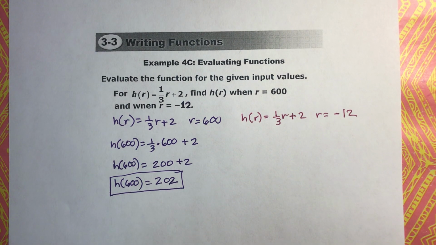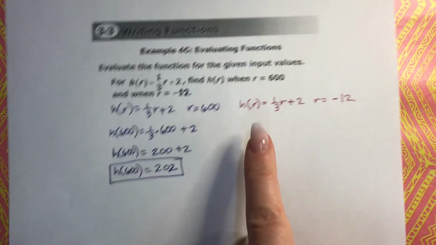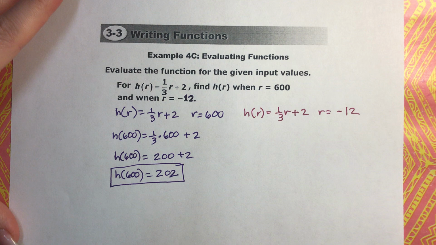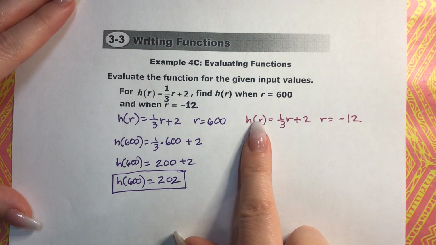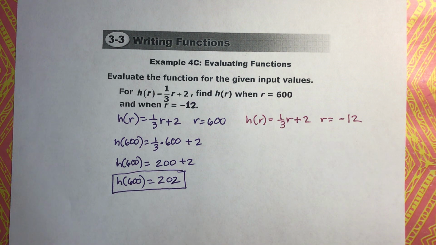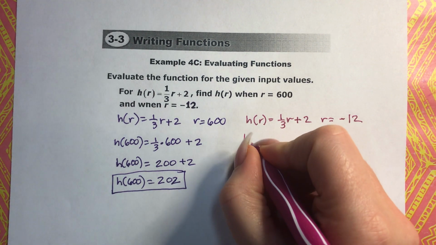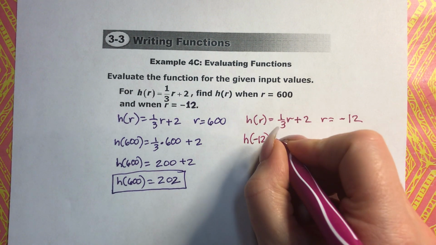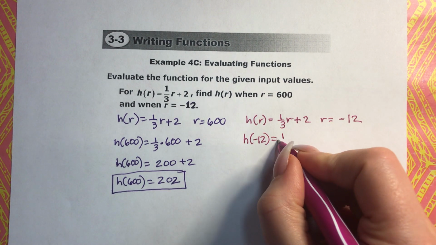All right, we're going to continue on with this problem. So we have h of r, and we're trying to figure out what h of r is when r is equal to negative 12. So we're going to substitute that value in for r.